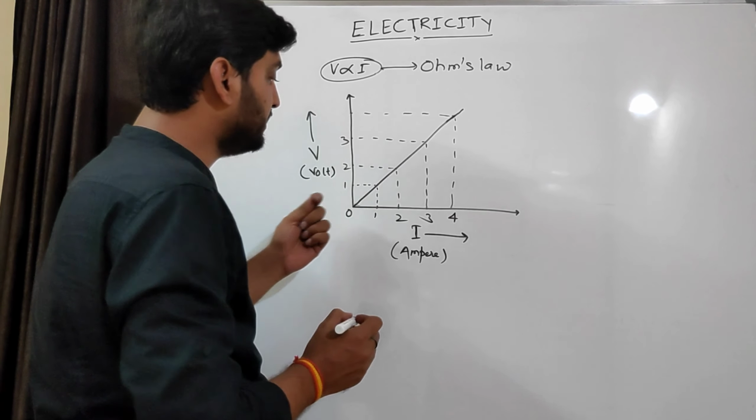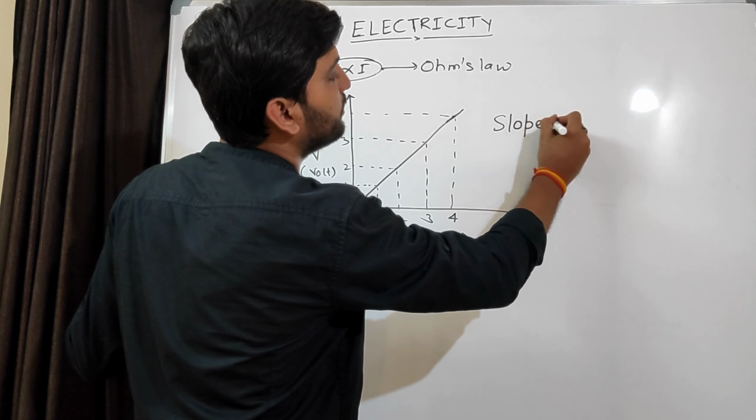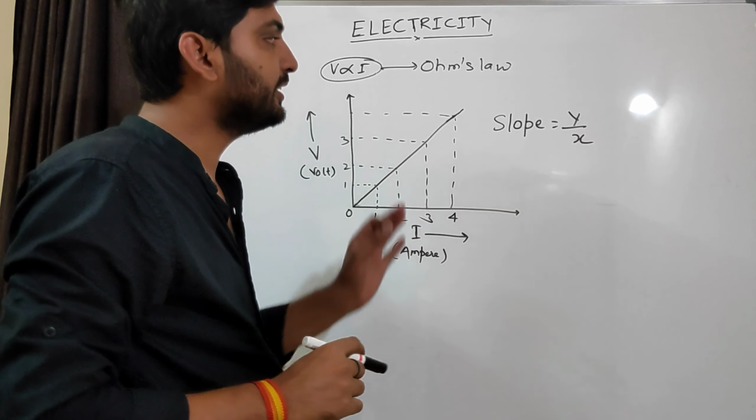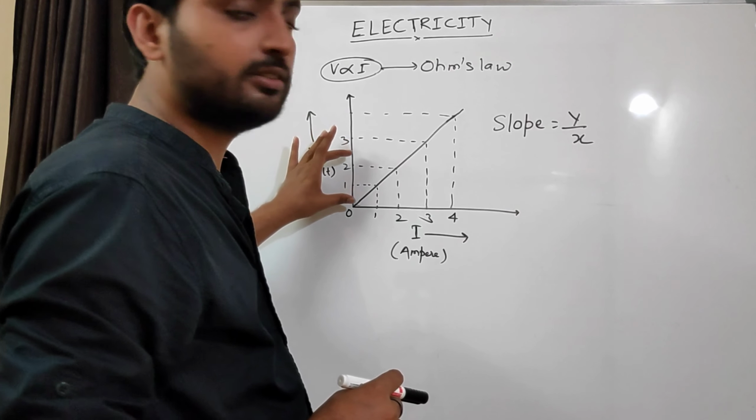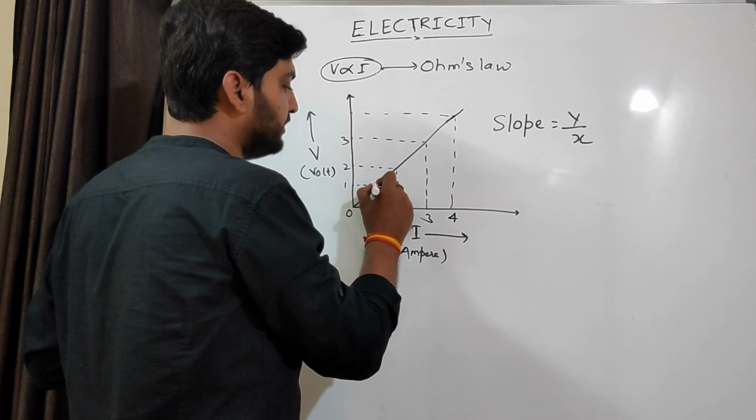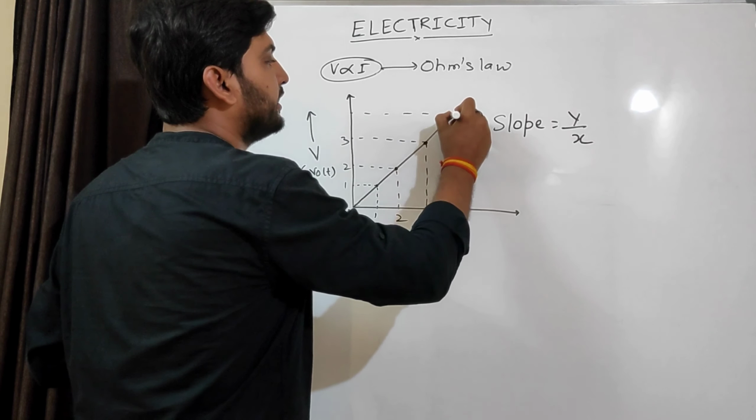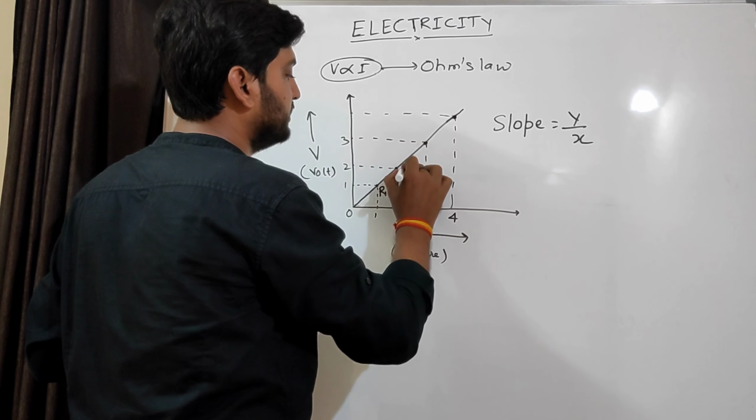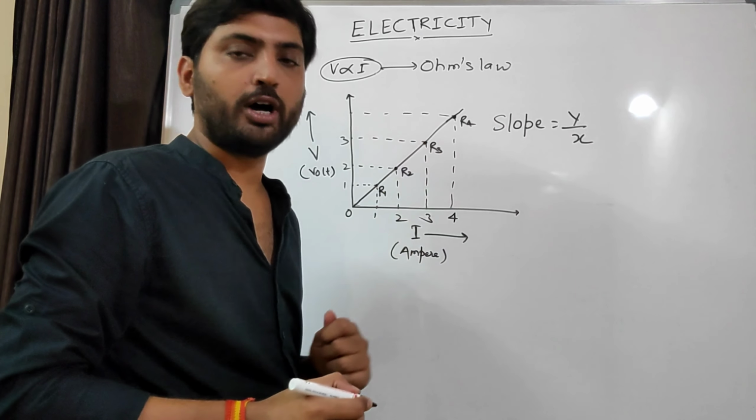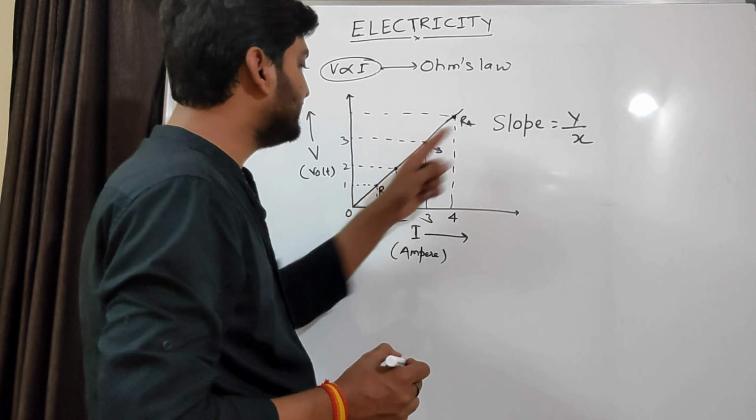Now just see here, slope. You know slope. What is slope? Slope is equal to y by x. Slope of a graph is nothing, it is y by x: the y value divided by the x value at any point on the graph. Suppose we are going to find slope at these points. Suppose this is R1, this is R2, this is R3 and this is R4.